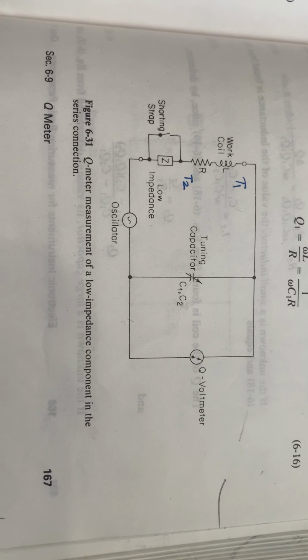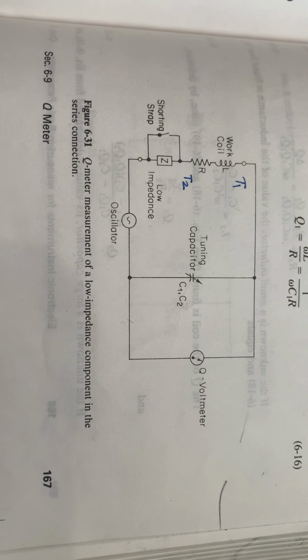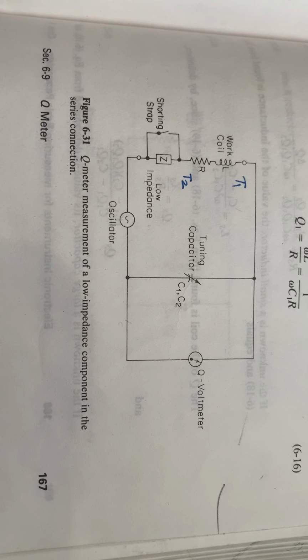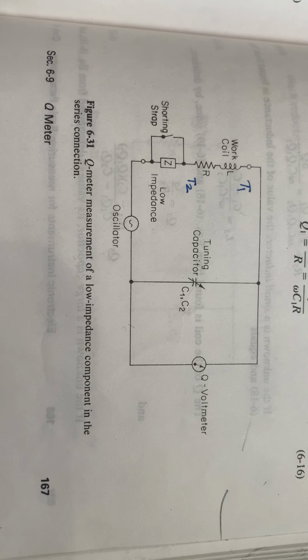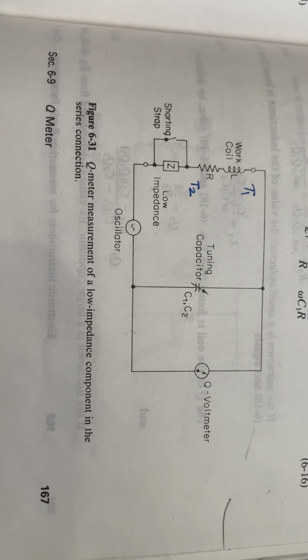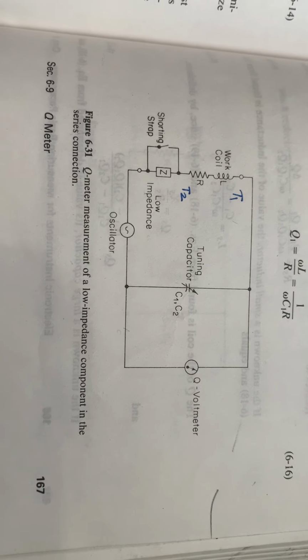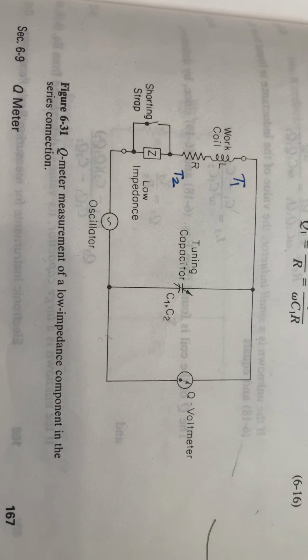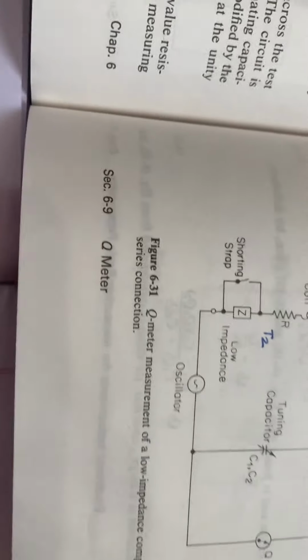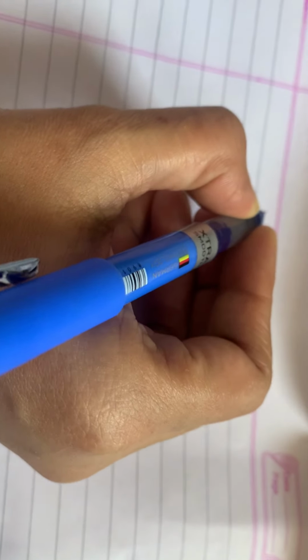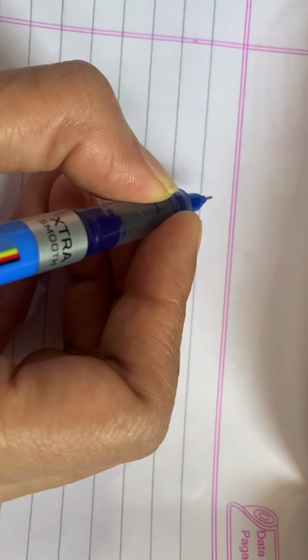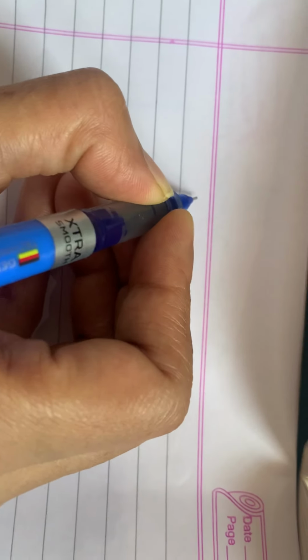Hello students, after the direct connection, we are going to check out the series connection. Now in case your unknown impedance is low, with the low impedance I mean it may be a small resistor, a small capacitor or a large value of inductor.